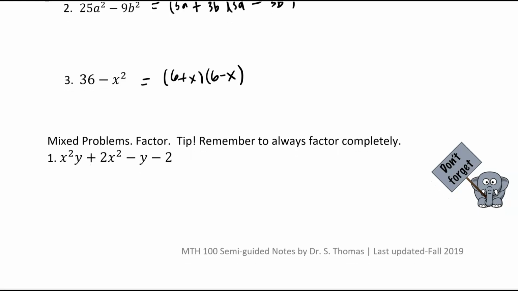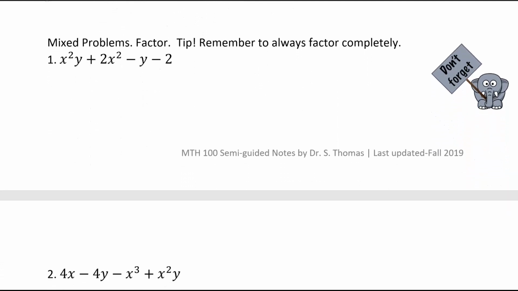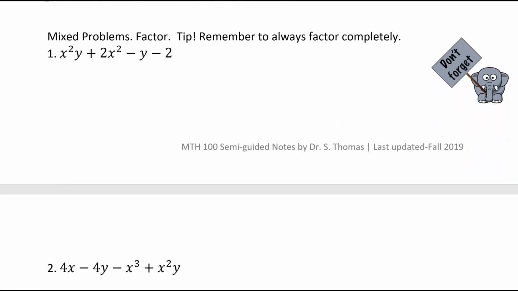Next, we have mixed problems. x squared y plus 2x squared minus y minus 2. There is no GCF for these terms, but notice that we have 1, 2, 3, 4 terms. 4 terms should trigger a method in your mind, and that method is factoring by grouping.